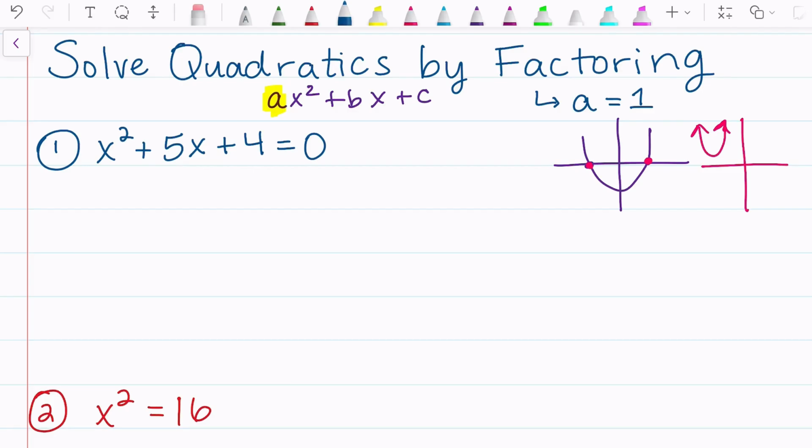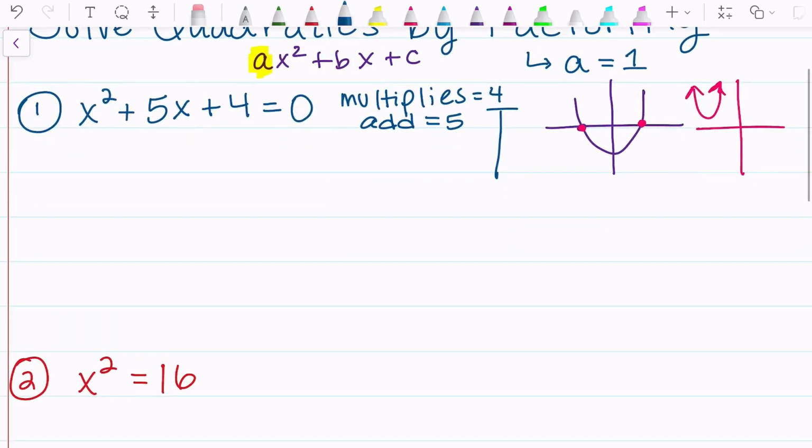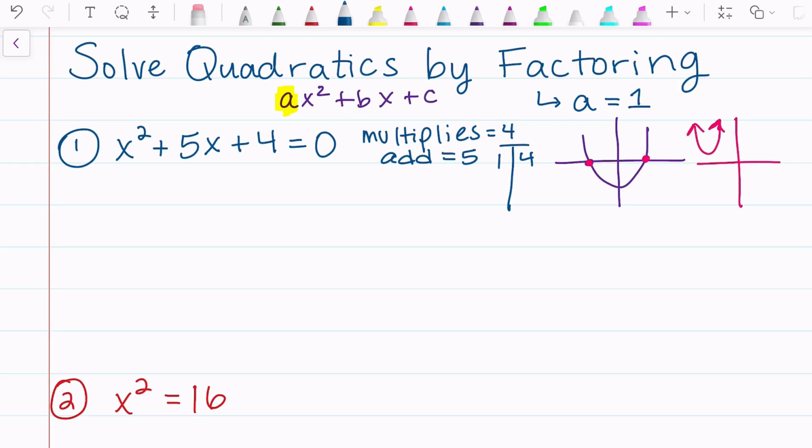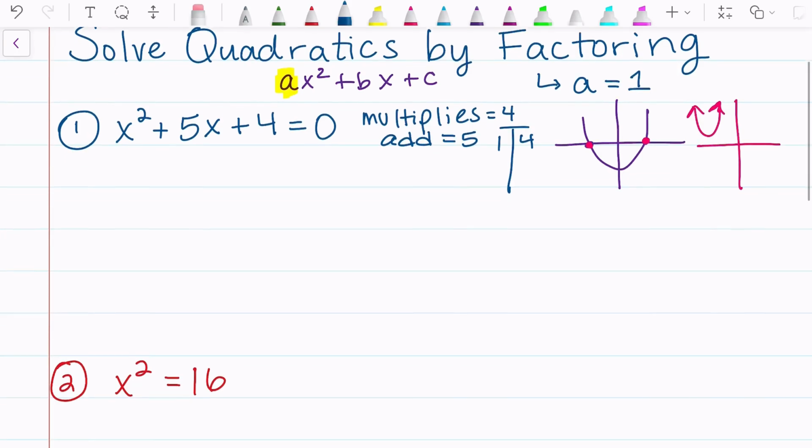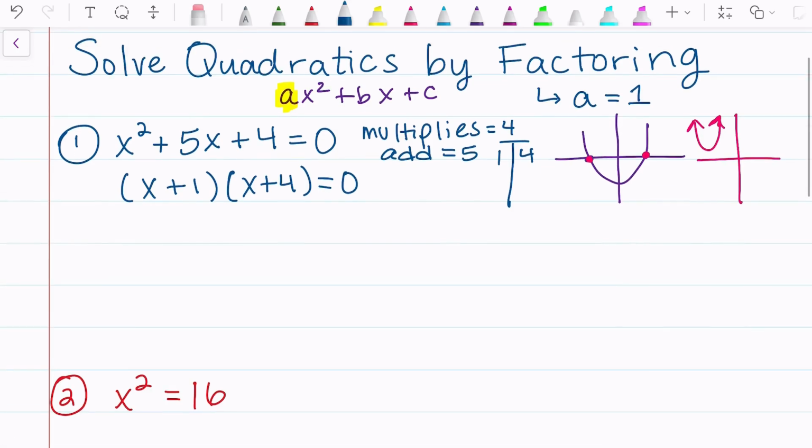When a is 1, we just want to know what multiplies to be c, and we want it to add to equal b. So I'm going to make a list of things that multiply to be 4, and I'm going to end up with the two numbers that also add to be 5. Well, if I start with 1 times 4 is 4, luckily that already works for adding to 5. So I have x plus 1 and x plus 4 are my factors. This is my factored form.